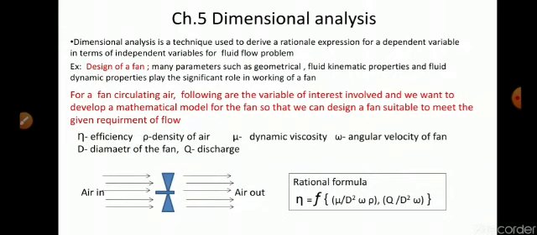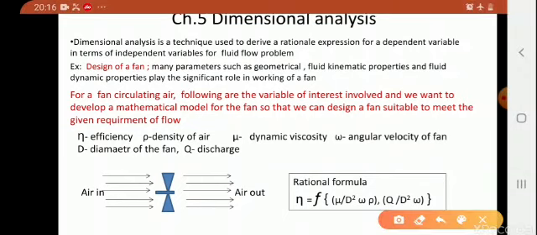For a fan circulating air, the following are the variables of interest, and we want to develop a mathematical model so that we can design a fan suitable to meet the given requirement of flow. The parameters involved are efficiency, density, dynamic viscosity, that is Newton second per meter square, angular velocity of the fan, diameter of the fan represented by D, and discharge Q. So overall, 6 parameters are involved in the design of the fan.